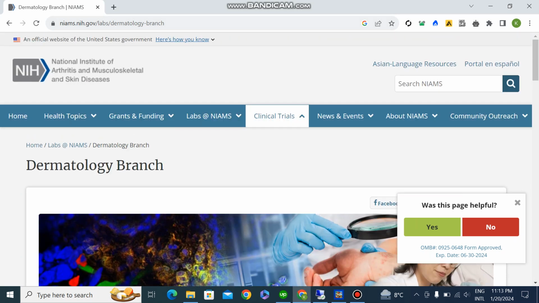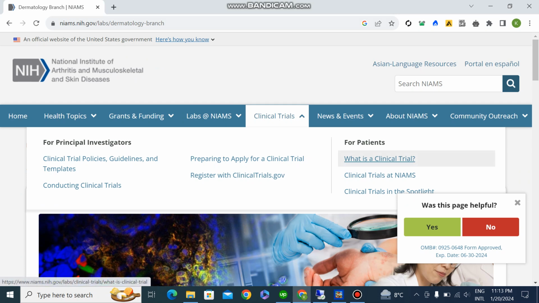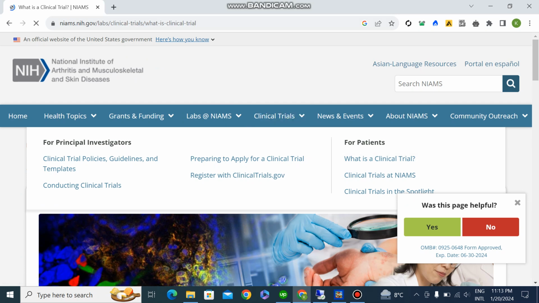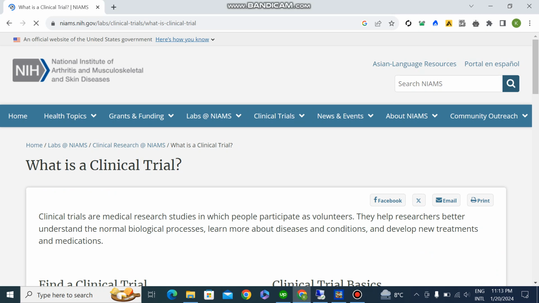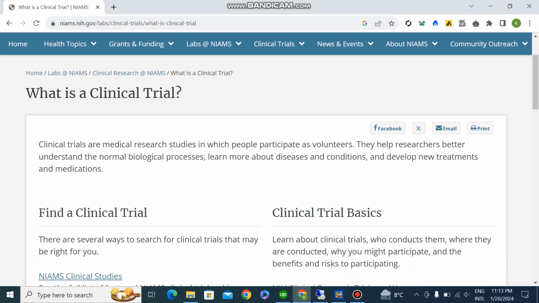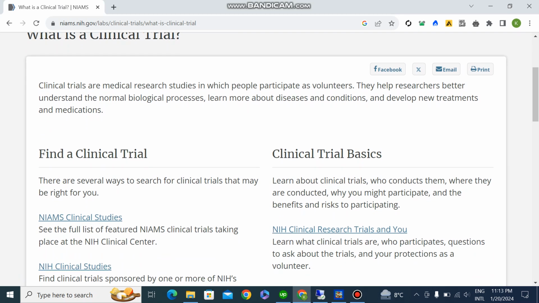So, clinical trials. What is a clinical trial? Clinical trials at NIAMS are medical research studies in which people participate as volunteers. They help researchers understand normal biological processes, learn more about diseases and conditions, and develop new treatments and medications. Find a clinical trial. There are several ways to search for a clinical trial that may be right for you. NIAMS clinical studies: see the full list of studies.